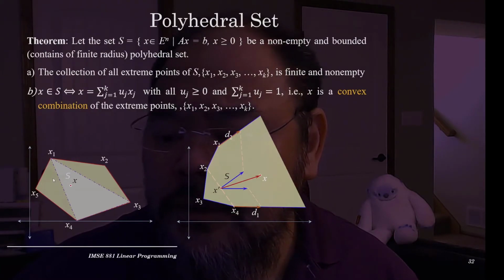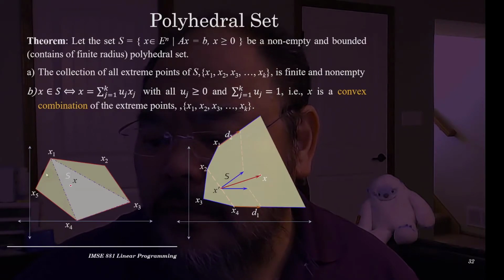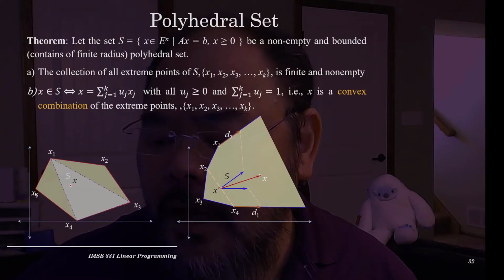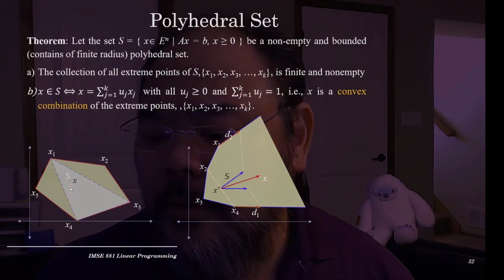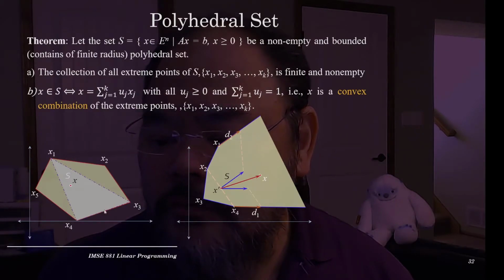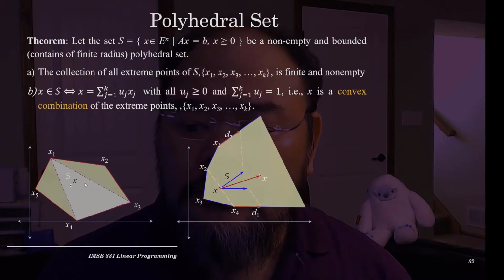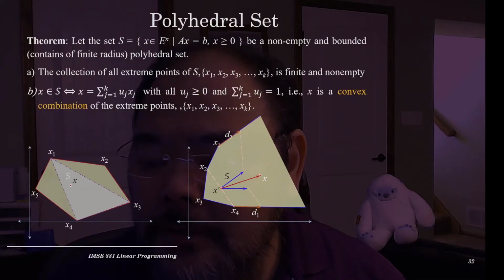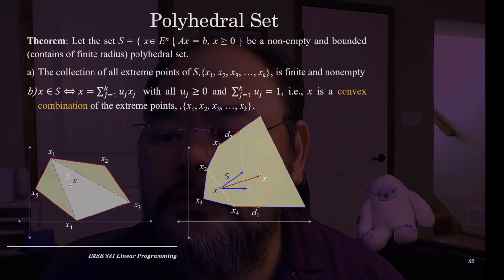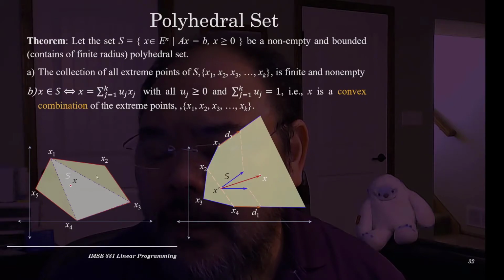This may not be unique because x1, x2, x3, x4, and x5 are not linearly independent. So we can choose, for example, x represented as a convex combination defined only by x1, x4, and x3, or we can also use x2, x5, and x3 to define x. If the number of extreme points of the polyhedral set is higher than the dimension n itself, then the convex combination is not unique.